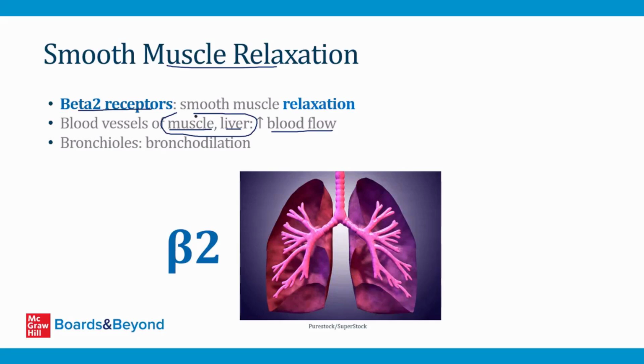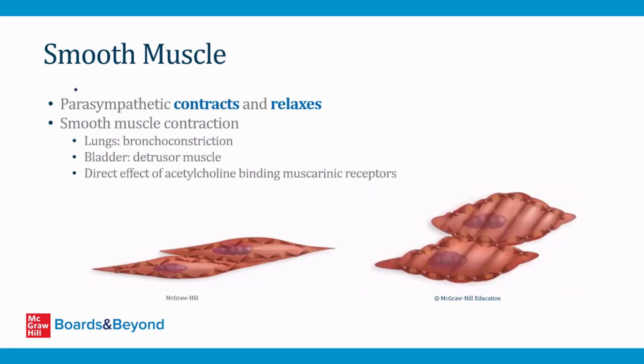But then really the important place where beta-2 receptors play a role is in the lungs. The bronchioles have smooth muscle with lots of beta-2 receptors. And so when the sympathetic nervous system is active and you're in a fight or flight mode, you're going to get bronchodilation. And this is going to allow more airflow in and out of the lungs so that you can ventilate and oxygenate in the fight or flight response. So that's the sympathetic nervous system. It can contract or relax smooth muscle throughout the body using alpha-1 and beta-2 receptors.